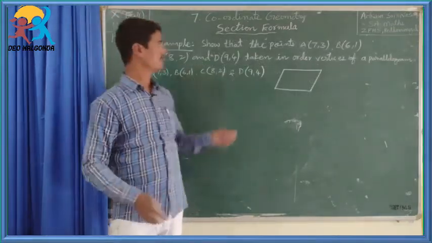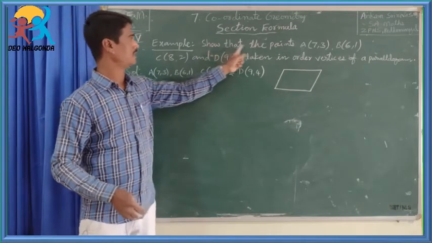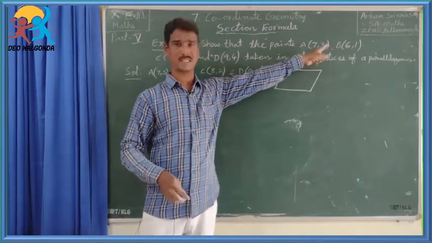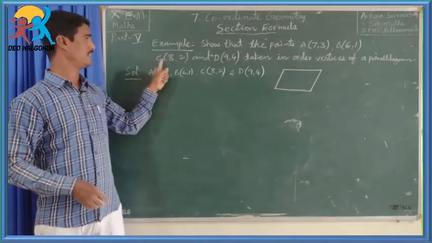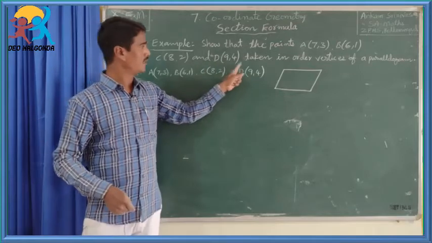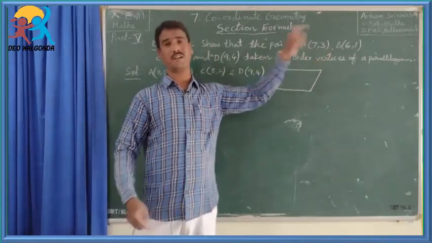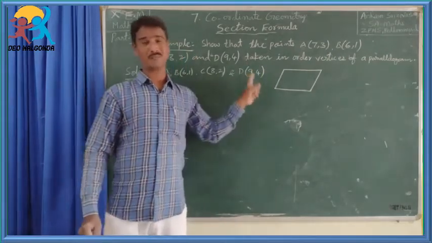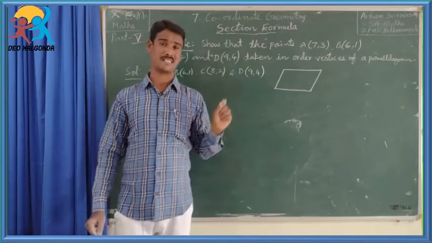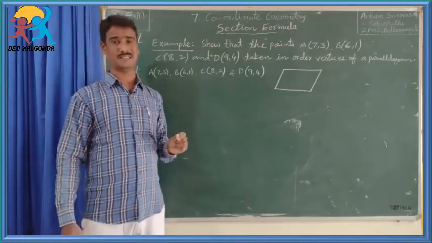Dear children, see this example problem. Show that the points A 7 comma 3, B 6 comma 1, C 8 comma 2 and D 9 comma 4 taken in order are the vertices of a parallelogram. Same type of problem we had done in exercise 7.1 using the distance formula.